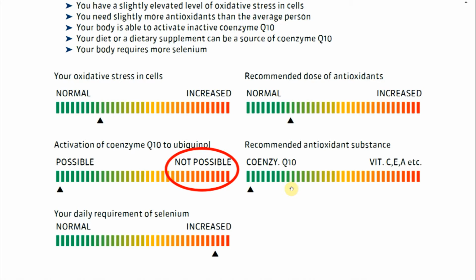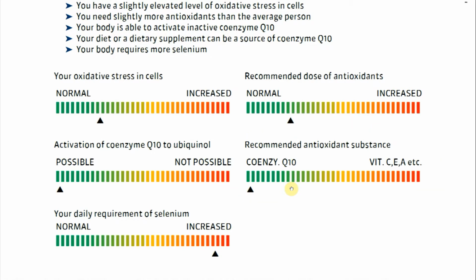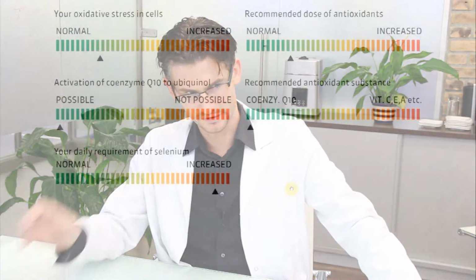Then some of you will now probably find out that you've taken coenzyme Q10 for years and you cannot process it, and it will resolve nothing. And here you see the recommended antioxidant substance, coenzyme Q10, or alternative vitamins, depending on where you are. And again, we can take this information, we find out you need more vitamins or not, and then we choose which type of food to recommend to you. And then selenium, that's also a very interesting story.